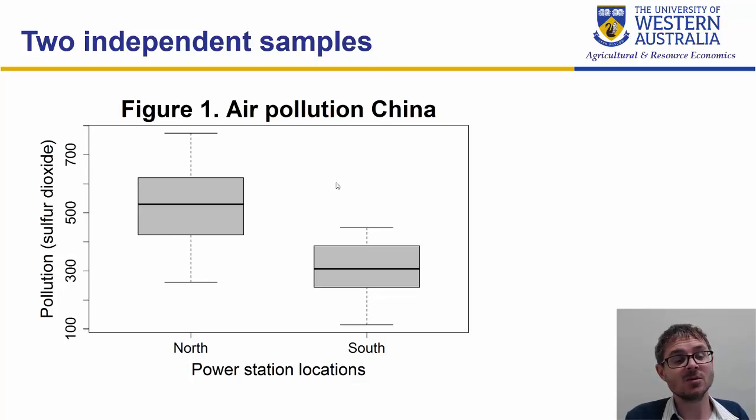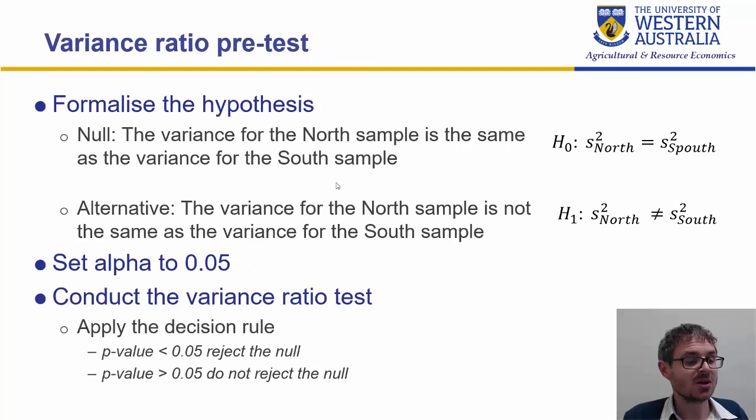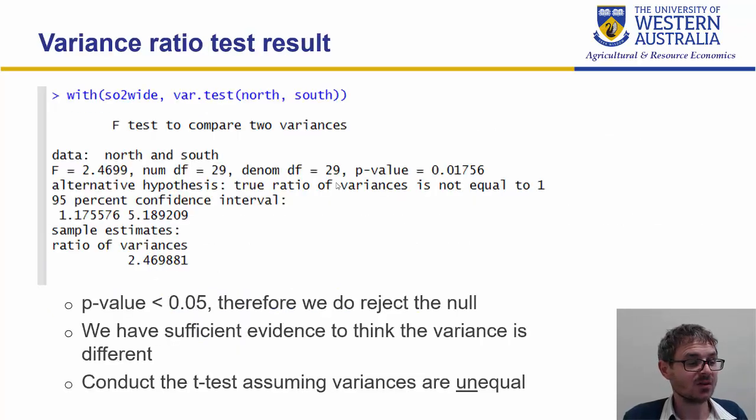Before we can implement the formal t-test, because we have two samples, we have to have the variance ratio test. So we set up our variance ratio test, which is just: the variance in the north is the same as the variance in the south. Our alternative is the variance in the north is not the same as in the south. Alpha is always 0.05, and we want to conduct the test. We're going to apply the p-value decision rule. So if the p-value is less than 0.05, we're going to reject the null of equal sample variances. So let's have a look at our test.